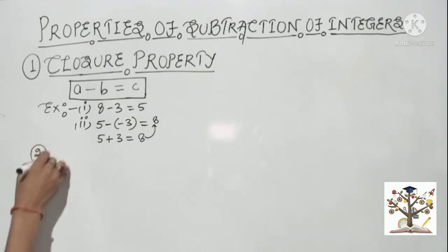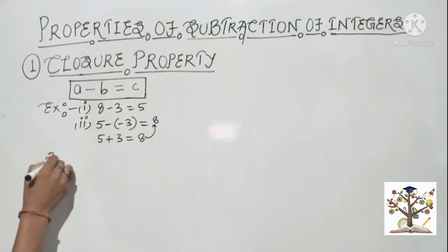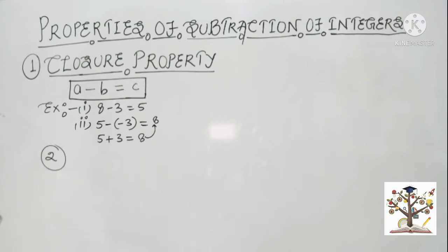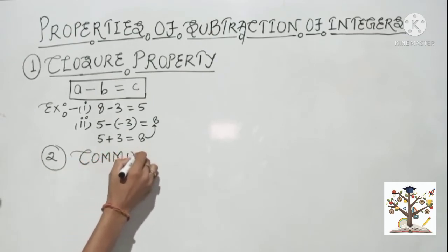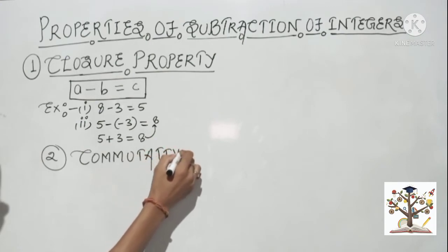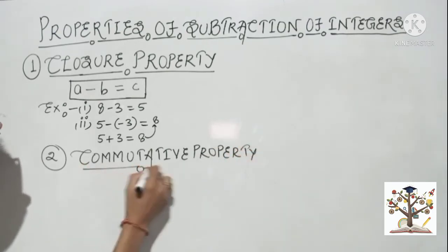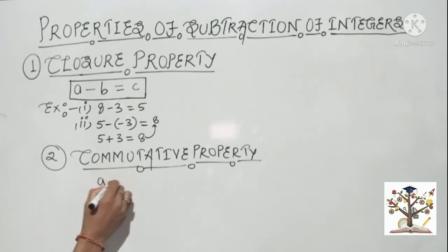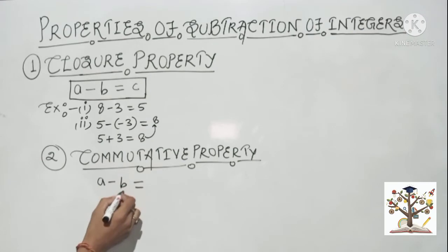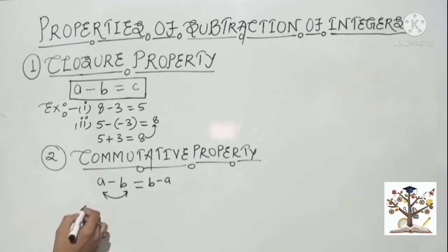Alright, coming to the next property. What is the next property? Property number 2, the commutative property. What does the commutative property say? Suppose I am subtracting integers in this manner, a minus b, and I interchange the position of both integers, will I get the same answer or not? Let's check it by an example.